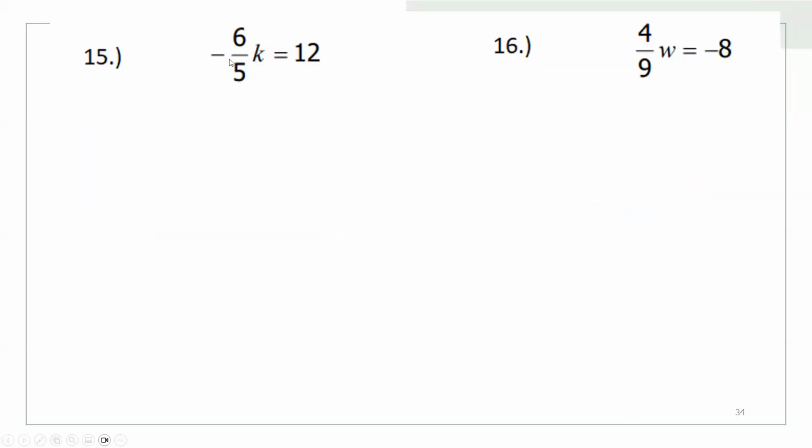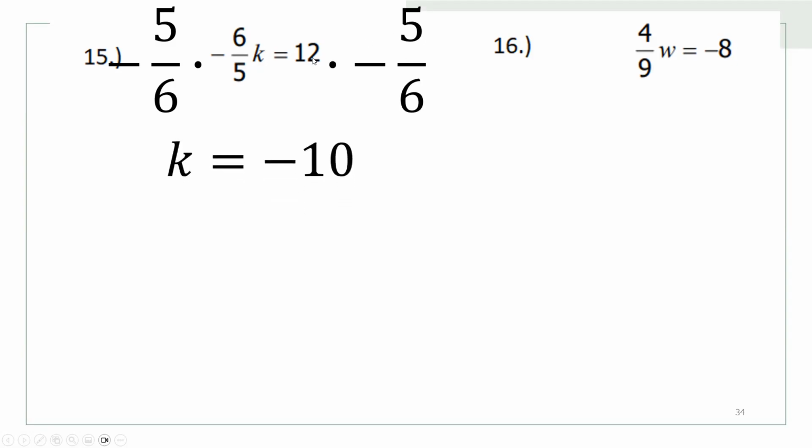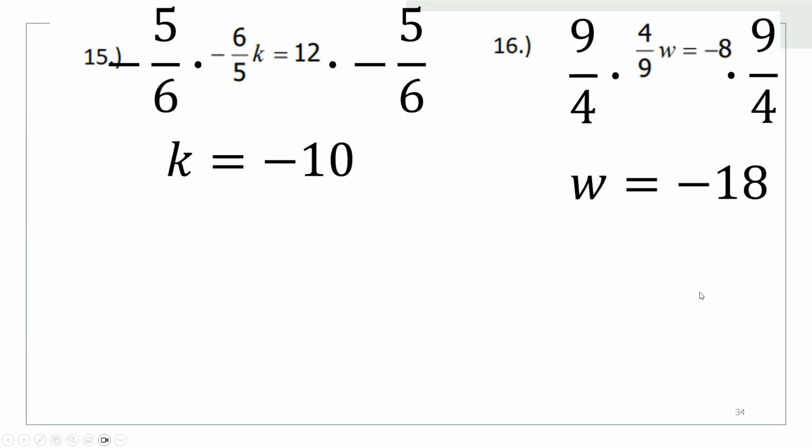Okay, keep going. What's the reciprocal of -6/5? -5/6. Whatever you do to one side, you gotta do the other side. That becomes positive 1. So we get K on the right. We get 12 times negative 5 over 6. We get negative 10. The reciprocal of negative 4 over 9 is negative 9 over 4. Whatever you do to one side, you got to do the other side. Multiplying by negative 9 over 4 ends up giving you negative 18.